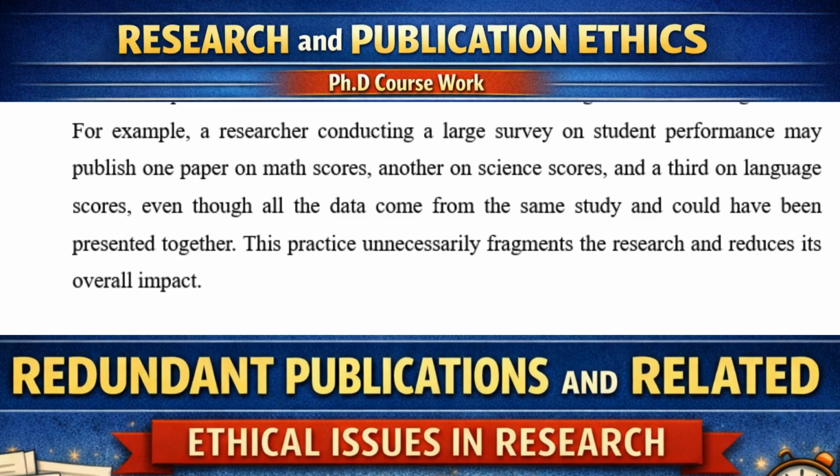For example, a researcher conducting a large survey on student performance may publish one paper on math scores, another on science scores, and a third on language scores, even though all the data come from the same study and could have been presented together. This practice unnecessarily fragments the research and reduces its overall impact.